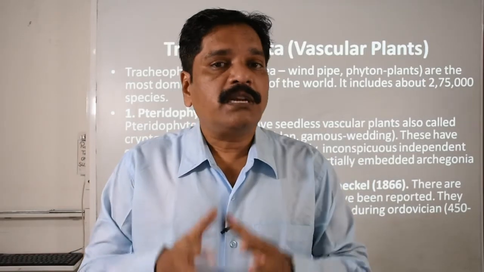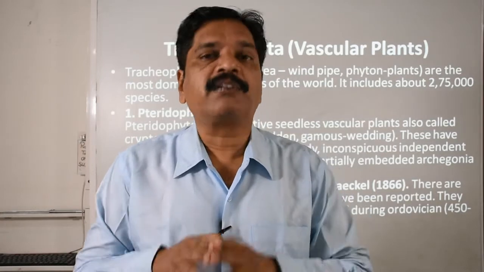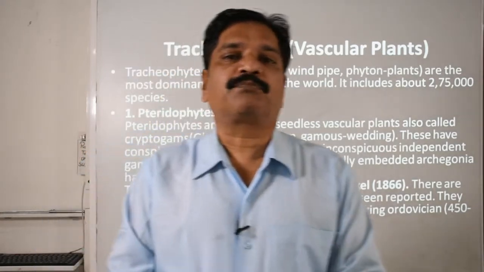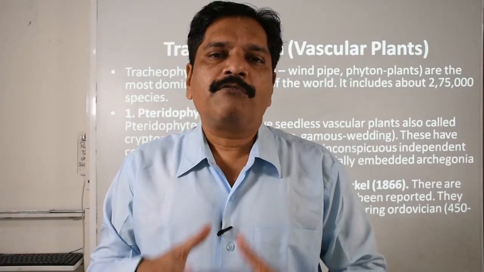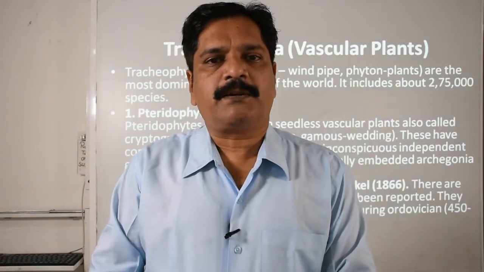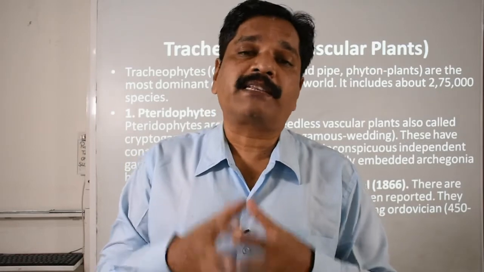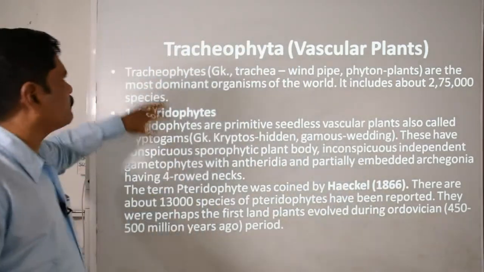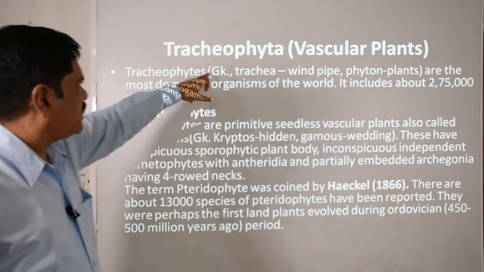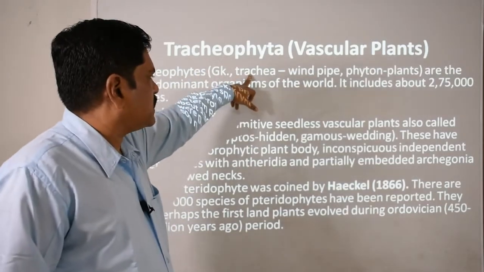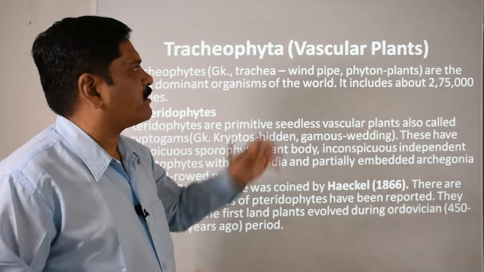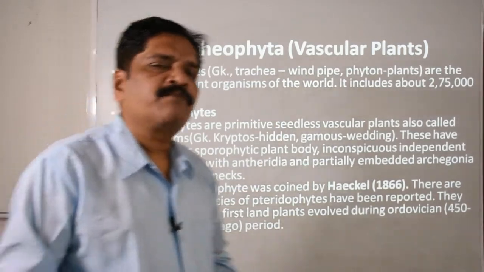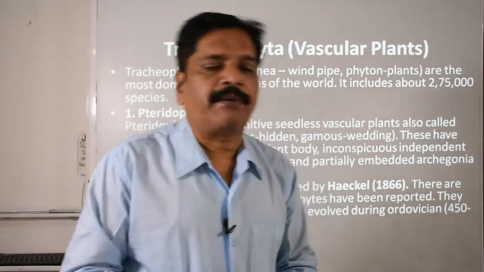So they need to transport the materials which are produced or used. Therefore a developed vascular system is there. Because of the presence of this vascular tissue, these are called Tracheophytes, clear. What is the Tracheophyta? In Greek, trachea means windpipe and phyton means plant. Simply, the plants containing windpipe.